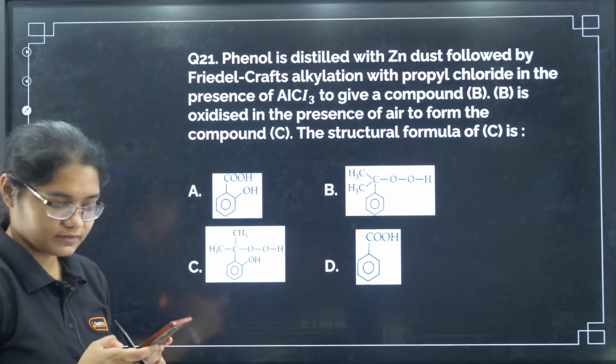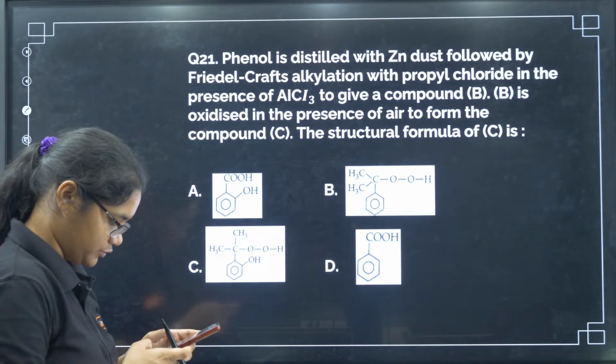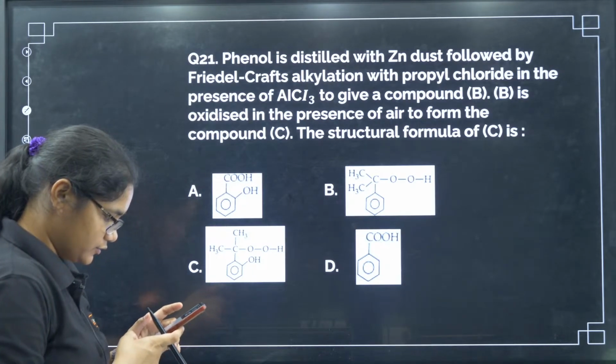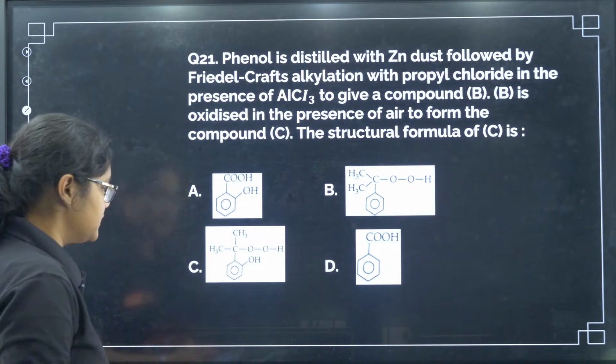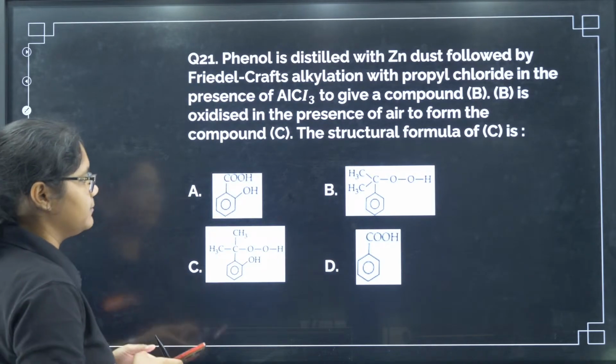Okay, just a minute. I am not able to see your chat. Okay. Yes. So can you answer this question? Okay, students are saying D. Lakshya is D. Uday is saying B.